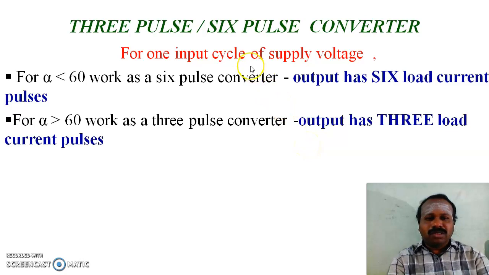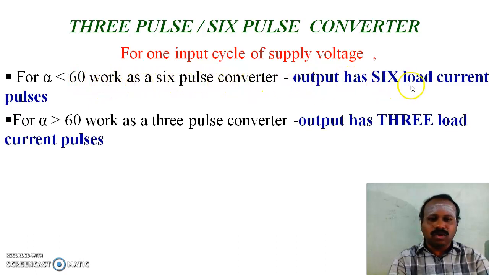For one input cycle of supply voltage, for alpha less than 60, it works as a 6 pulse converter because the output has 6 load current pulses. For alpha greater than 60, it works as a 3 pulse converter because the output has 3 load current pulses. So this semiconverter can work as a 3 pulse converter, also a 6 pulse converter. It is the unique advantage of the semiconverter.